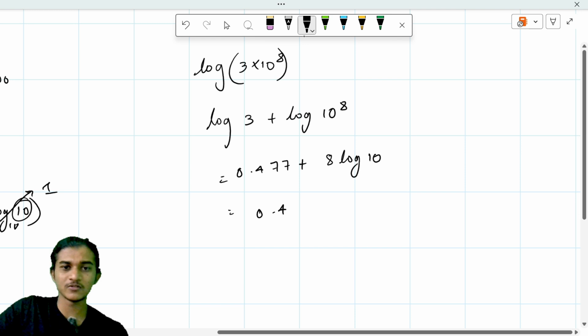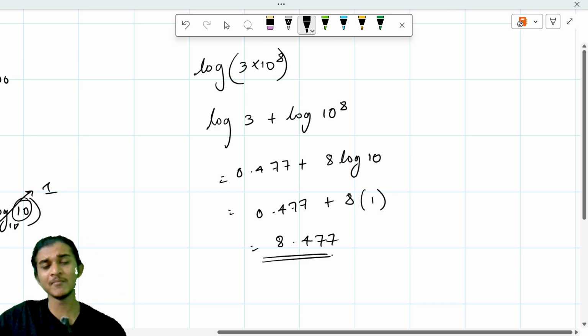So 0.477 plus 8 into 1, and then 8.477. That's it, guys.